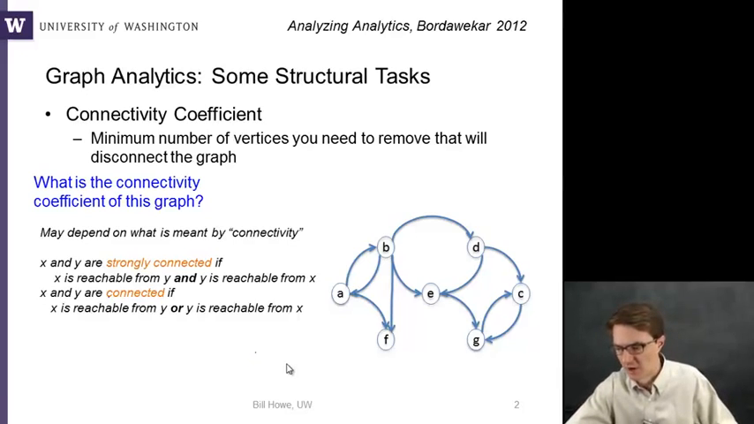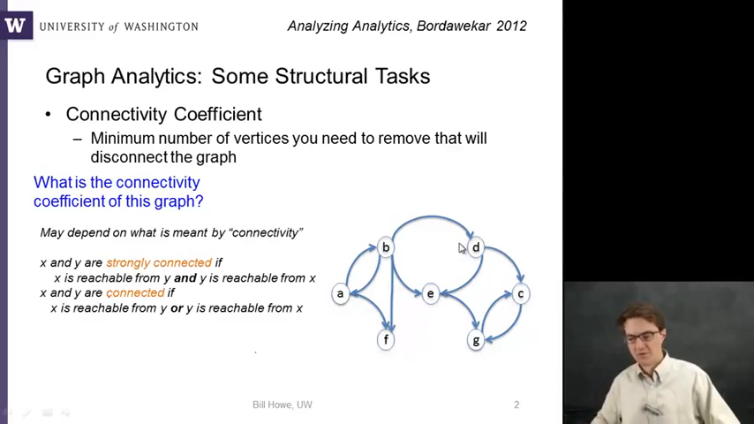Well, look, if we don't care about direction of traversing, then if we remove E, is the graph disconnected? No, because you can still reach everything through this other edge up there. And so the only node here that appears to not be redundant is B. And so if you remove B, though, you'll have two partitions in the network, A and F, and all the other ones here. So the connectivity coefficient of this graph is 1 because we can find a vertex that if we remove it, it'll partition the network.